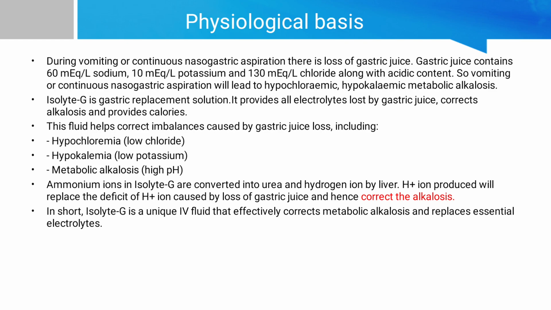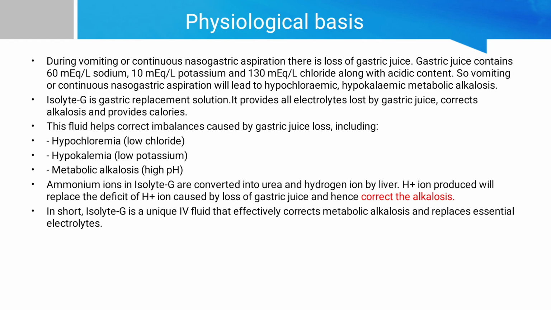As we know that during recurrent vomiting or continuous nasogastric aspiration, there is a tremendous loss of electrolytes like sodium, potassium, chloride in the gastric juices. So this leads to hypokalemic metabolic alkalosis. And this Isolyte G is a gastric replacement solution. It provides all the electrolytes which are lost by the gastric juices. So it corrects the alkalosis and provides the calories.